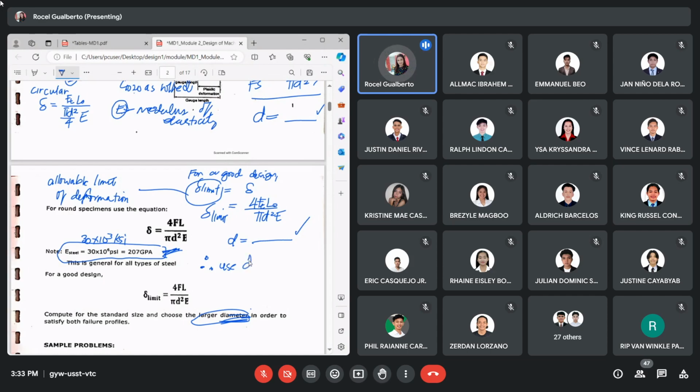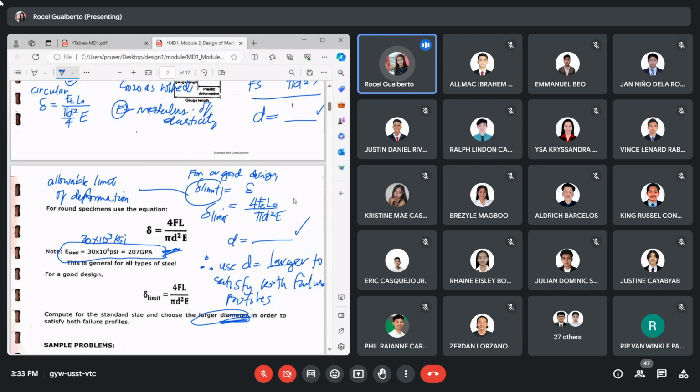Therefore, it should be the larger value to satisfy both failure profiles. So, ang pipiliin mo po sa dalawa kung alin po yung mas malaking dimension. And it should be expressed in the commercially available size. So, dalawa po yung sagot natin. Isa galing sa strength, isa po galing sa deformation.